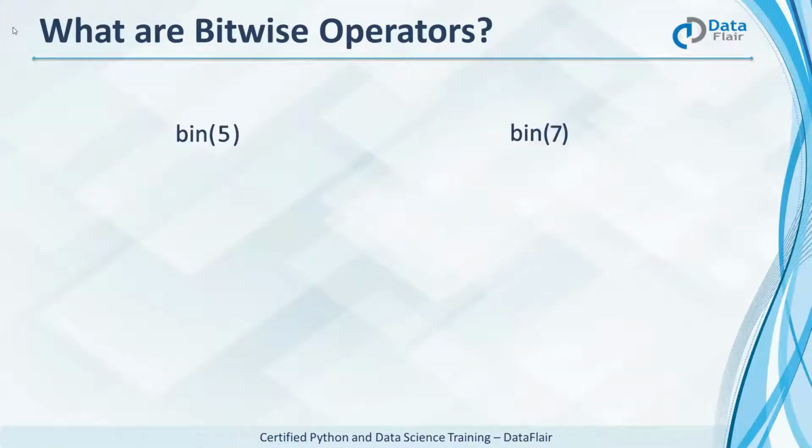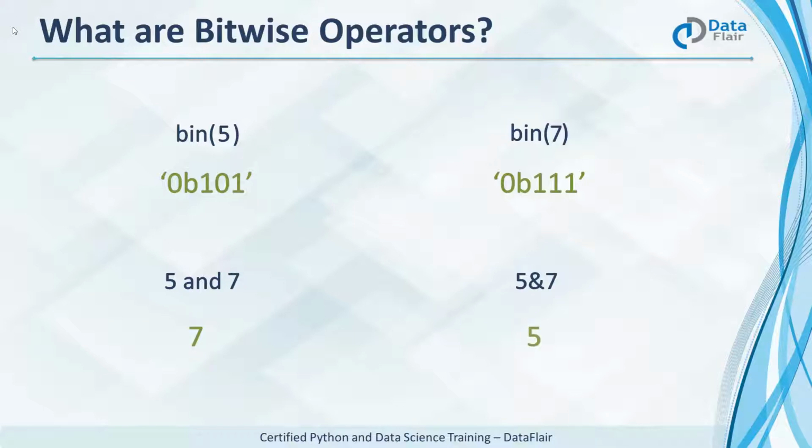Consider two numbers 5 and 7. The binary for these are 0b101 and 0b111 respectively. The 0b is to denote it is in binary. Now 5 and 7 gives us 7, but 5 bitwise and 7 gives us 5. So we see and and bitwise and are not the same thing.